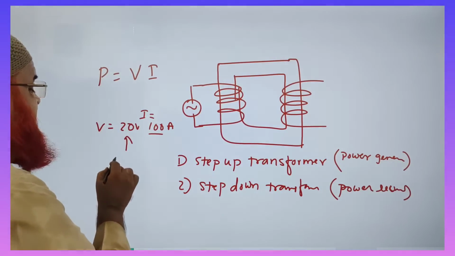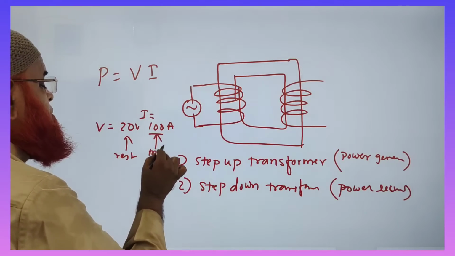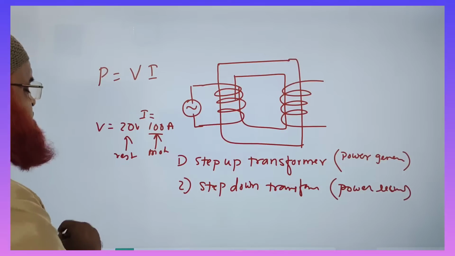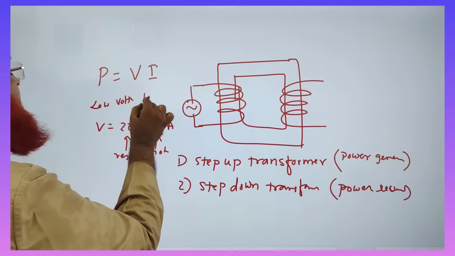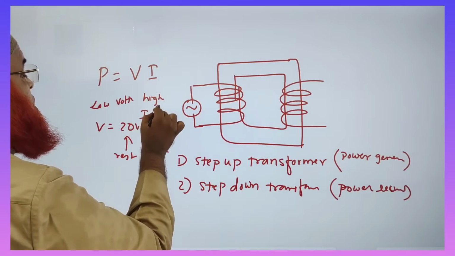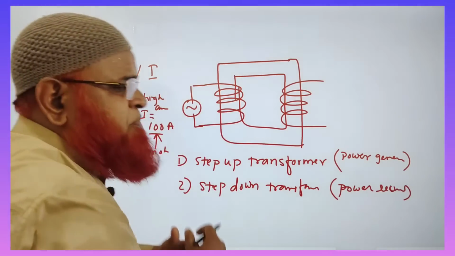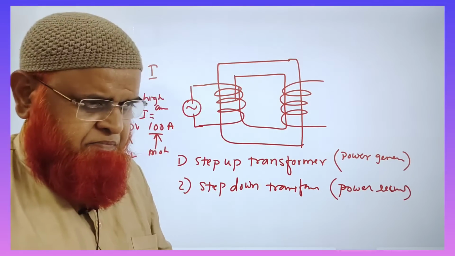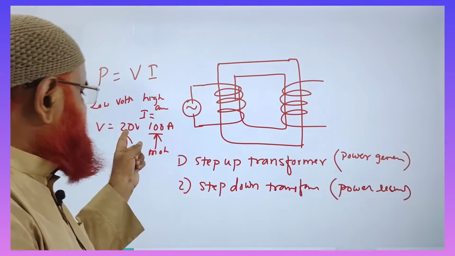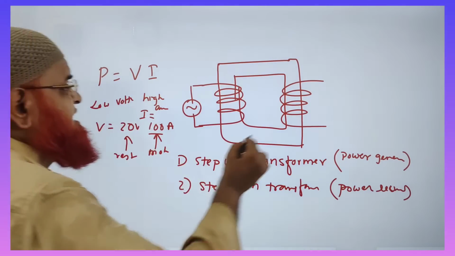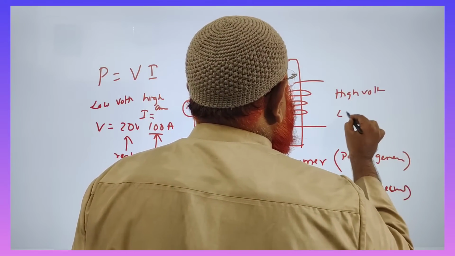Voltage is nothing but charges at rest. Current is nothing but charges in motion. Okay? So this is said to be low voltage, high current. See, when low voltage, high current is applied to the primary, what is going to happen? Transformer converts low voltage, high current to high voltage, low current.